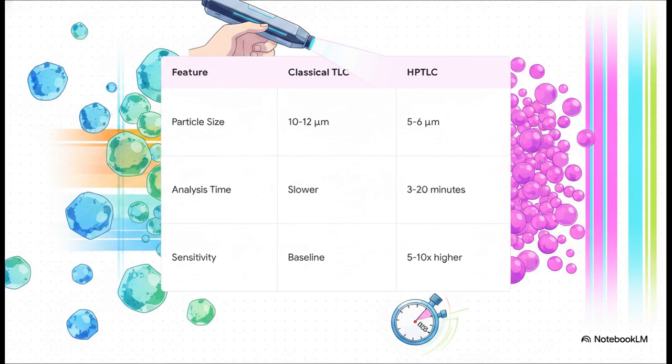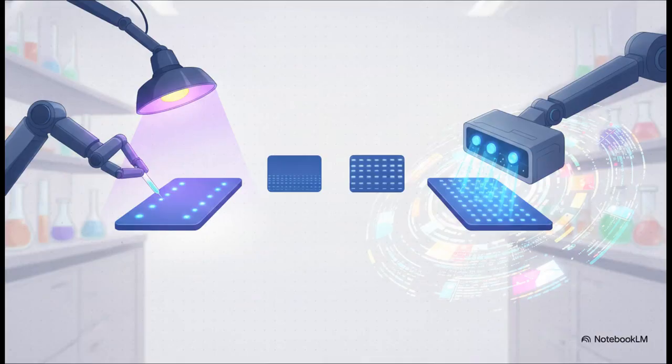Because the packing is so incredibly dense and uniform, your molecular bands don't diffuse or blur nearly as much. You get blazing fast results, often in just 3 to 20 minutes, and a sensitivity that's literally 5 to 10 times higher than classical TLC. Check out these luminous, incredibly compact zones under the UV light.